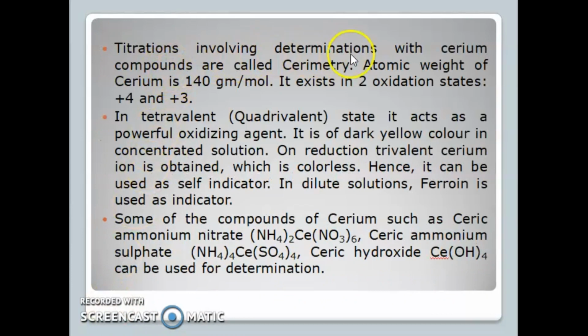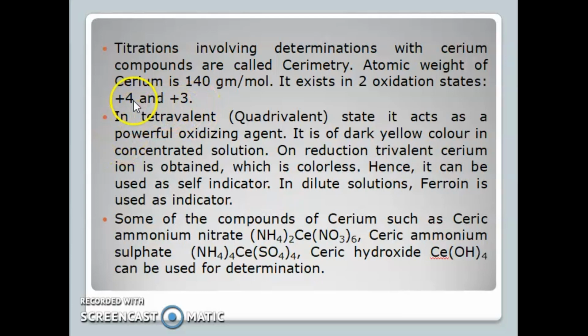The titrations involving determination with ceric compounds are called cerimetry. So this comes under cerimetry titration. The atomic weight of cerium is about 140 gram per mole. It exists in two oxidation states, that is +4 and +3.